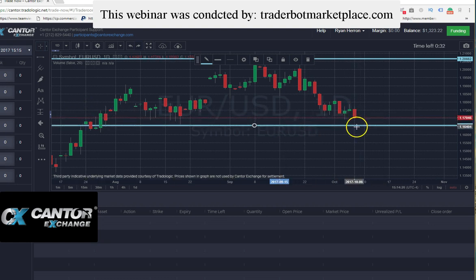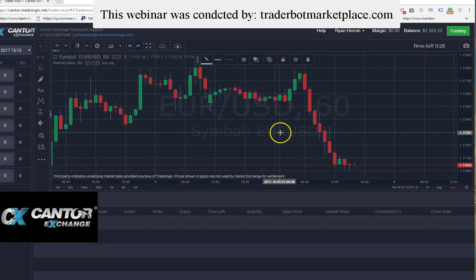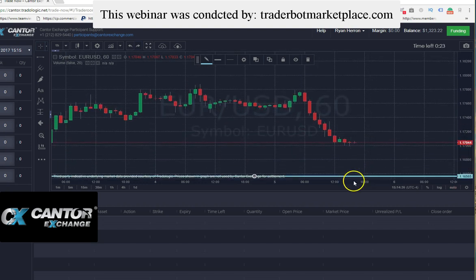If price gets down to this level, let me go down to an hourly chart here. If price gets down to this level, that's where I am going to be looking to take a trade. Now, whether I want to go long there or short there, I'm not even making that decision right now. However, based upon what I have seen, I may be taking this for a short all the way down to this line, over the next few hours or so.